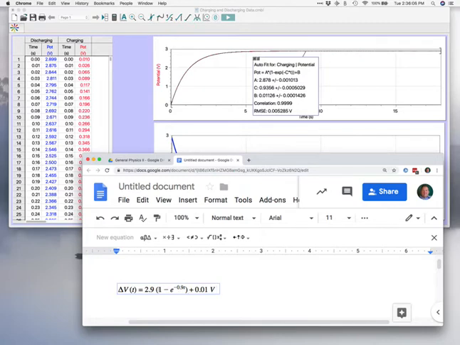Well, those units don't come from the thing in parentheses. If you'll recall from your math classes, e to some number is just another number. 1 minus that number, again, just a number, no units. So I need volts on my 2.9 as well. So now I have 2.9 volts times 1 minus e to the negative 0.9 times t, plus 0.01 volts.